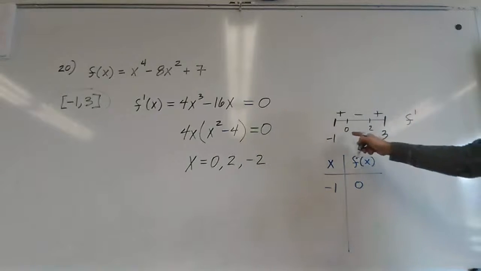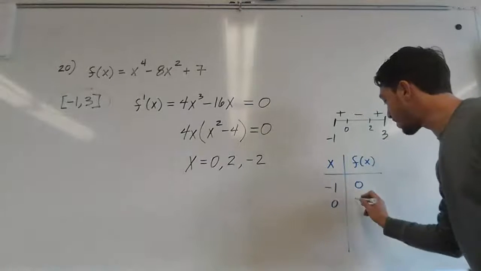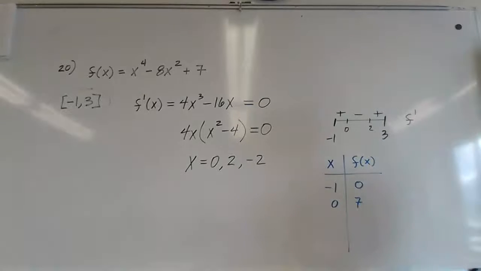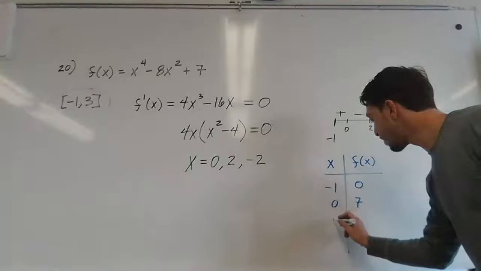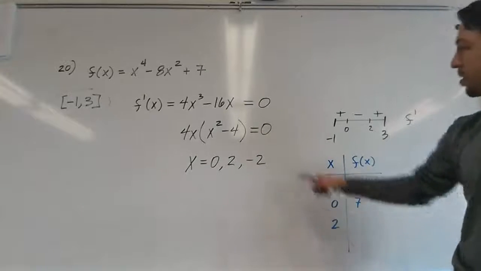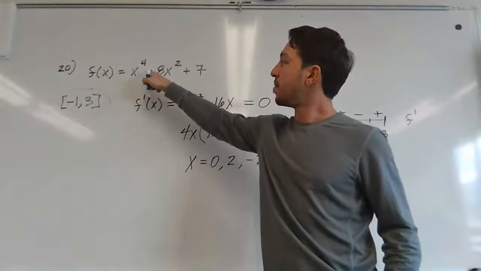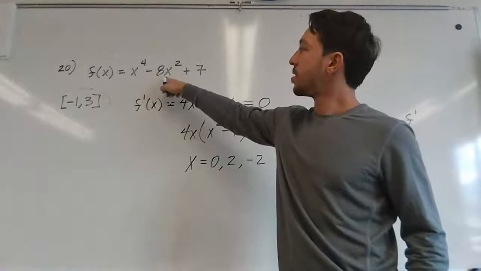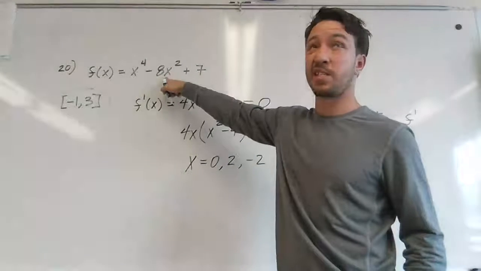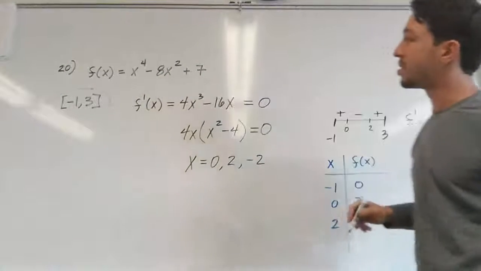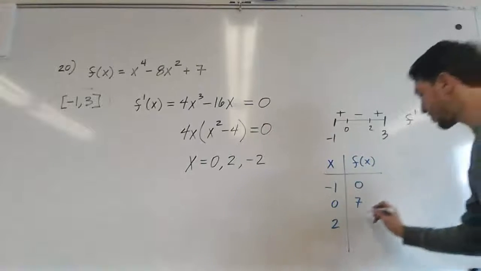And let's plug in 0 now. That's a little bit easier. Plugging in 0 gets us 7, 2, a little bit of a pain, but 2 to the 4th is 16 minus 32, -16, plus 7, -9.